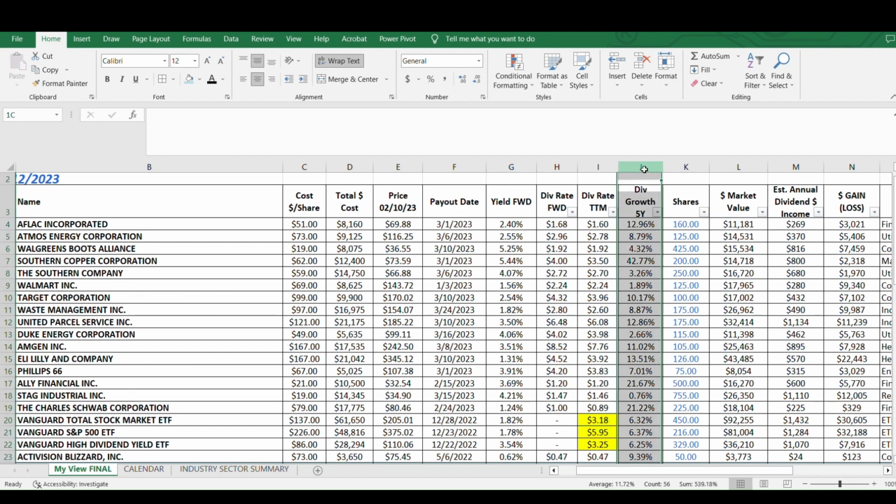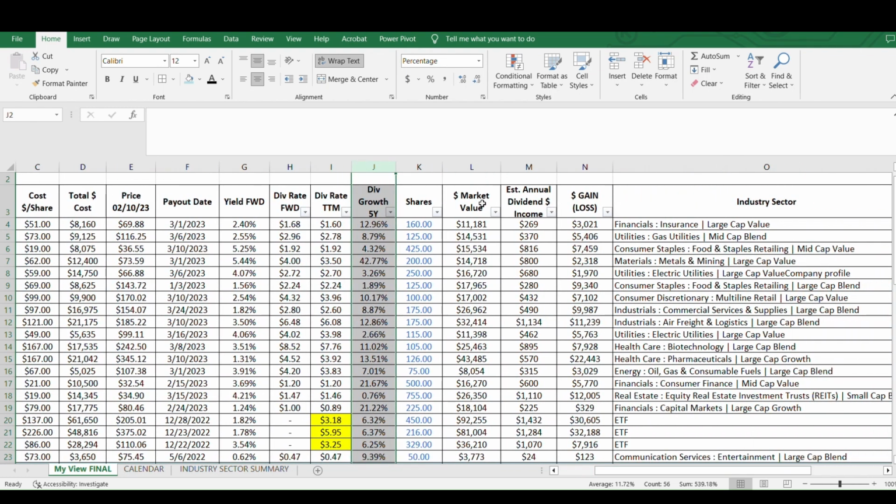We have the 5-year dividend growth rate. We covered that pretty extensively in the first 3 videos. I got the calculated market value, which is the number of shares times the closing price. So the market value is going to change throughout each trading day. Here we have estimated annual dividend income. I'm deriving that based on the number of shares and the dividend rate in dollars and cents. Those are more the dividend metrics.